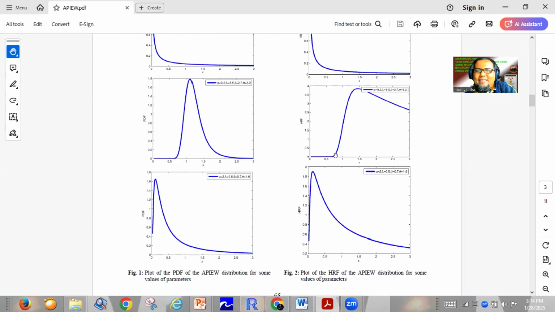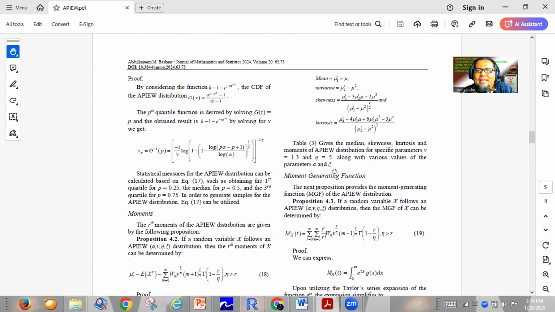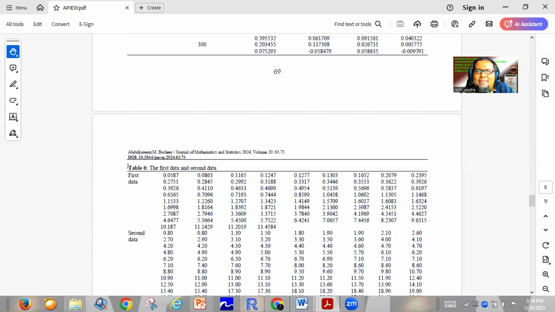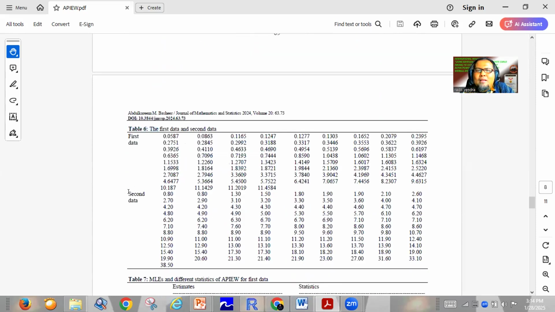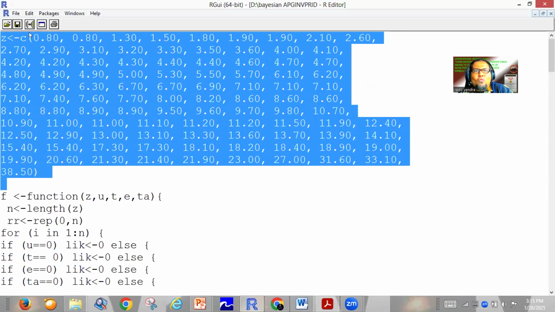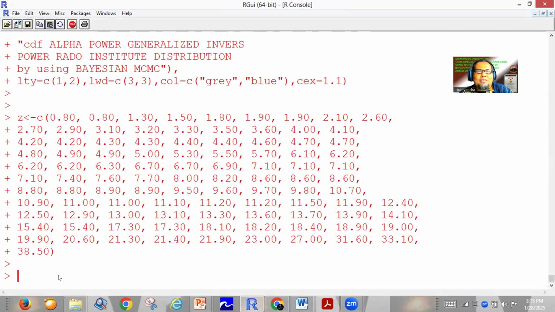Based on this research article, especially in table 6, we have 2 data sets, the first and the second data. For this time, we will use the second data. We use R to estimate the parameters of the alpha power generalized inverse power Rado Institute distribution. Okay, open our R. This is the second data set. We run our second data set and check our data.